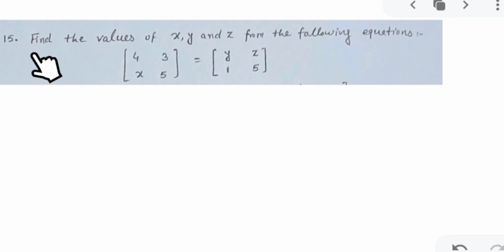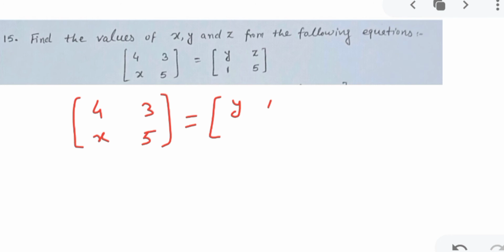Question number 15 is, find the values of x, y and z from the following equation. So this is the given equation, in matrix form. Obviously this is given in matrix form and we have to find the values of x, y and z. The matrix is 4, 3, x, 5, and we are discussing a 1 mark question, an important 1 mark question. This series will have 4 or 5 parts. So this is the given equation in matrix form.